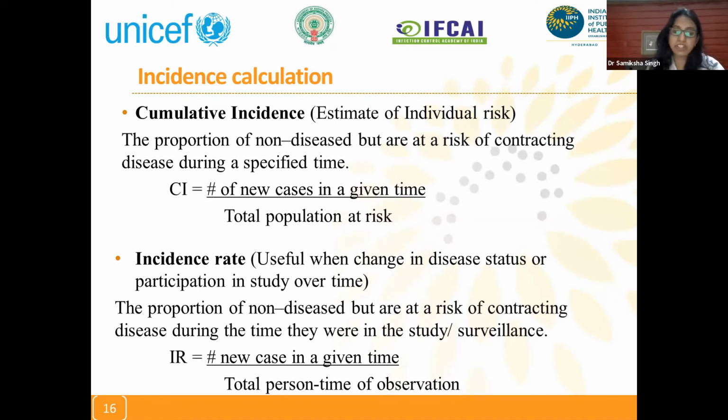For example, if a child was just there for 2 days in the SNCU within the 1 week observation period, we will count 2 days, 2 person days, 2 child days. And whereas there is a child who was just there for 3 days in the whole span of 1 week, we will count 3 person days. If the child is for whole 7 days, we will count 7 person days and we add them. 2 plus 3 plus 7. Like that, the denominator comes. Let's see an example for both of them.